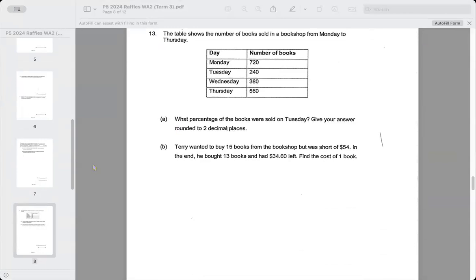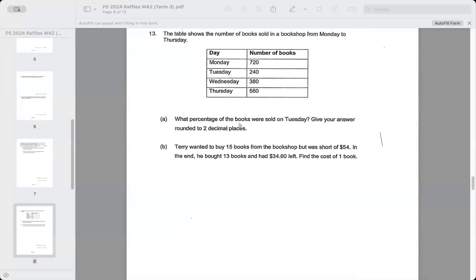Okay, the table below shows the number of books sold in a bookshop from Monday to Thursday. Monday is 720, Tuesday is 240, Wednesday is 380, and Thursday is 560 books. Part A. What percentage of the books were sold on Tuesday? Give your answer rounded to 2 decimal places.